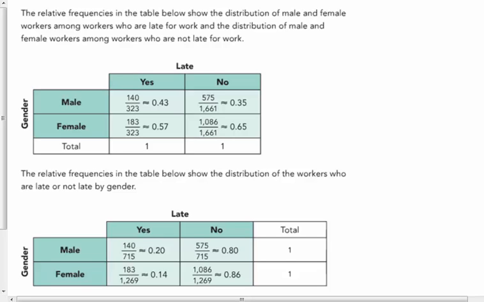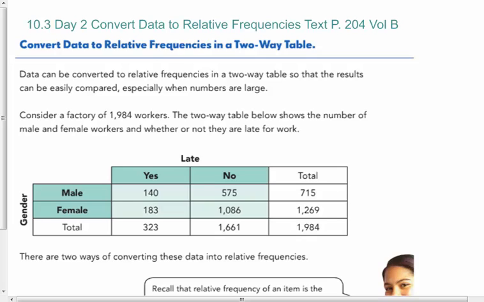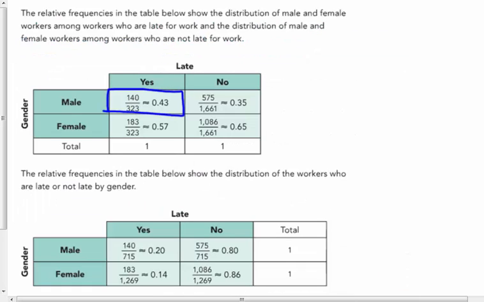So males who are late, about 43%. Females who are late, about 57%. So we took the numbers in the table and put them over their total. So this box on the prior table only had the 140 in it. So I'll go back and you can see that 140 males said they're late for work, out of the total of the 323 people that were in the survey. So 140 out of 323 and then 183 out of 323 for the females. So that's where those numbers came from.